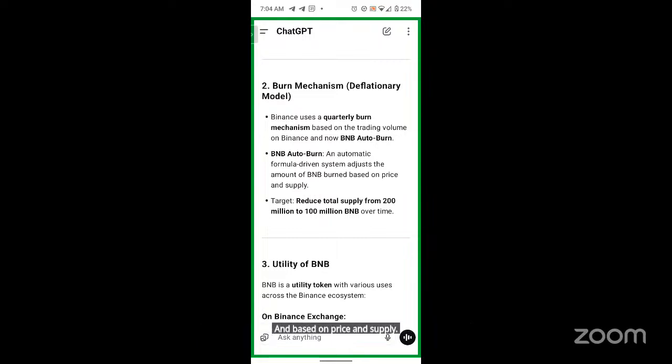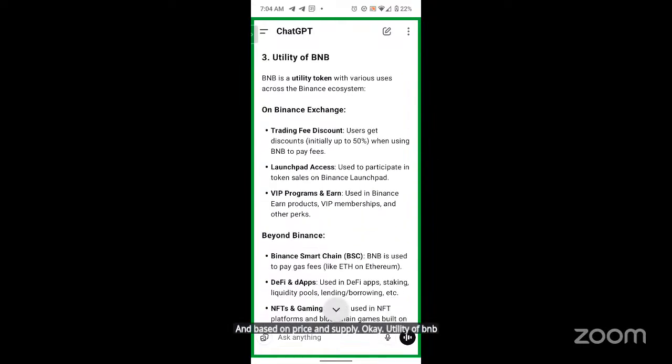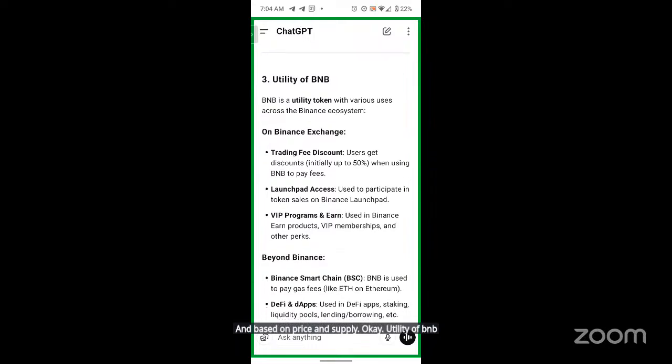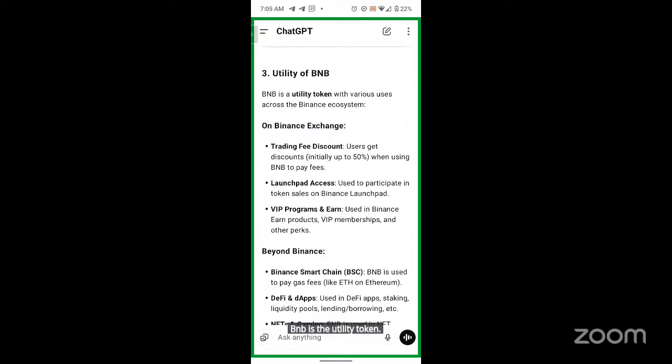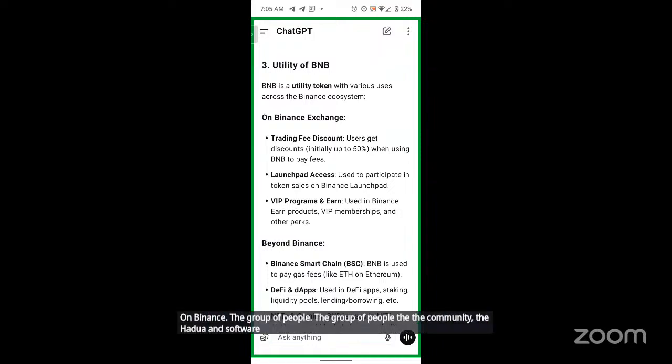Okay. Utility of BNB. We are talking about the token economics of BNB. Utility of BNB. BNB is a utility token with various uses across the Binance ecosystem. On Binance, the ecosystem, we mean the group of people, the community, the hardware and software in use. That is the ecosystem.